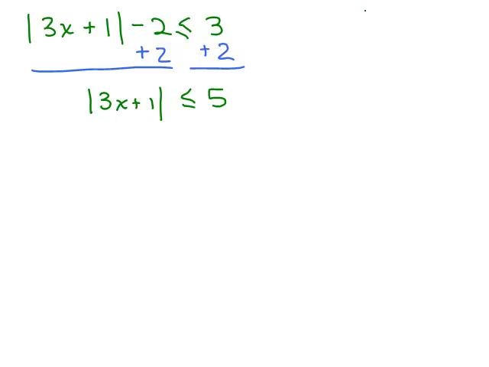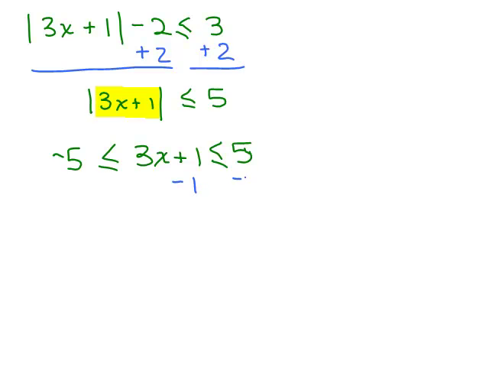All right, so now the part inside the absolute value sign is 3x plus 1. When you have less than or equal, remember it goes in between the negative and positive of this number on the right when it's positive. So that's in between negative 5 and positive 5. So now we just solve this compound inequality.